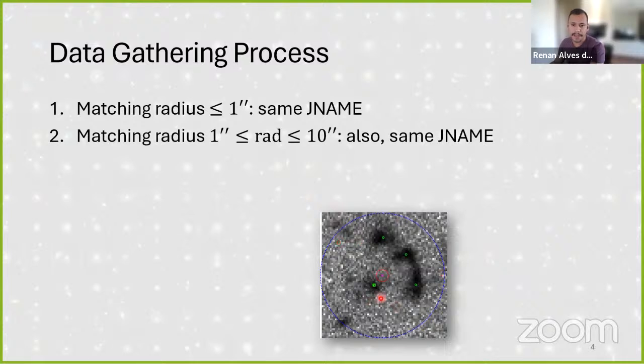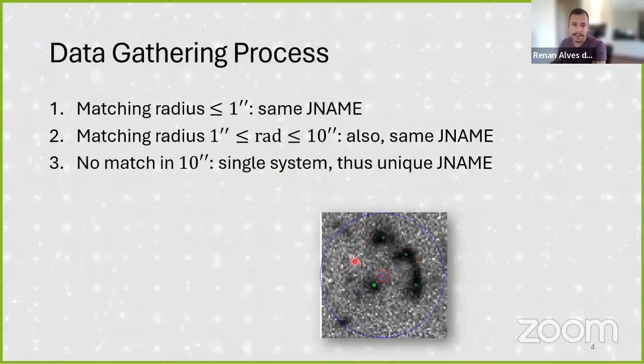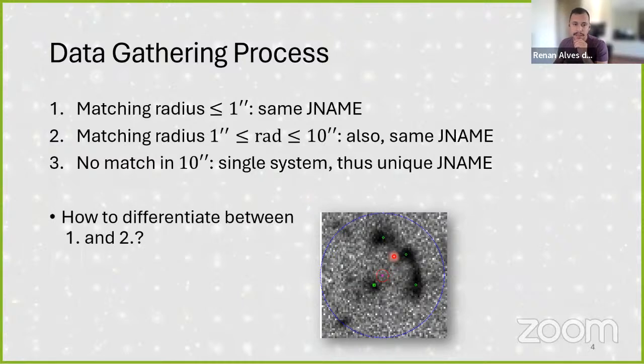So if you have a matching radius between 1 to 10 arc seconds and the same JName, we also keep the provenance of all the coordinates together. And if you have other systems outside of this matching radius of 10 arc seconds, we classify them as a unique system. So actually, one question that you might ask is how can a different system be between 1 arc second and 10 arc seconds? We also keep the provenance of the system type.